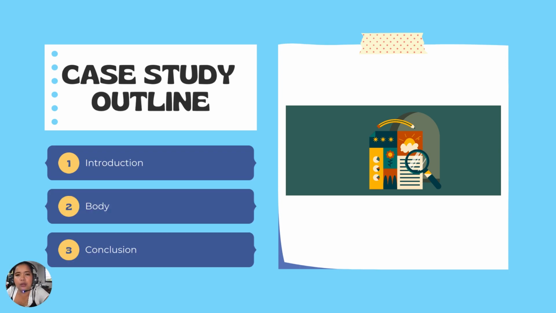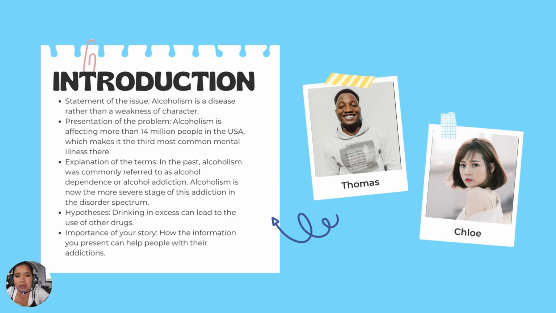Okay, so we do have also another type of format, which is the case study outline. The case study outline comprises only 3 paragraph forms, wherein in the introduction you try to have the statement of the issue, the presentation of the problem, the explanation of the terms, the hypothesis, and the importance of the case study being presented. So that's the introduction. But it doesn't mean that when we talk about 3 paragraphs, you limit your study to only 3 paragraphs. The introduction can be 3 or 4 paragraphs.